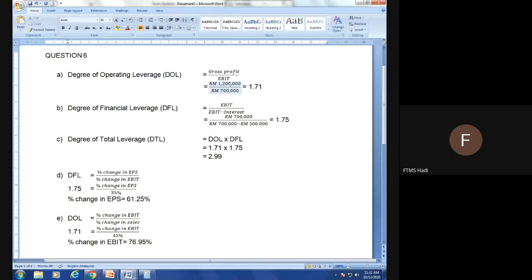So that is how to answer the whole set of the financial leverage. It's a simple one. Just follow the formula, and for the last two questions, you need to match up the formula with the components of the questions.